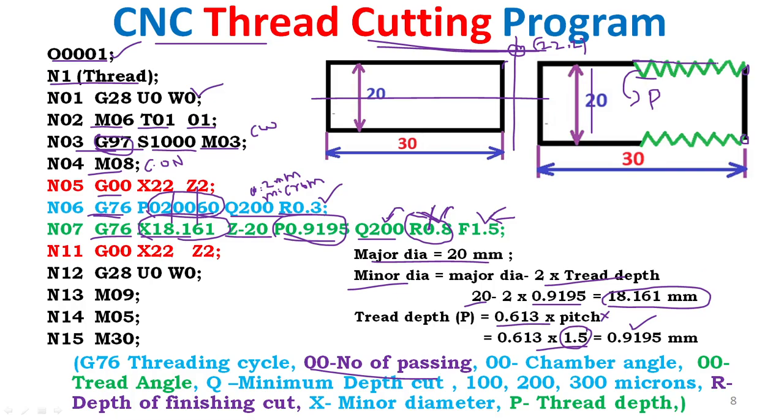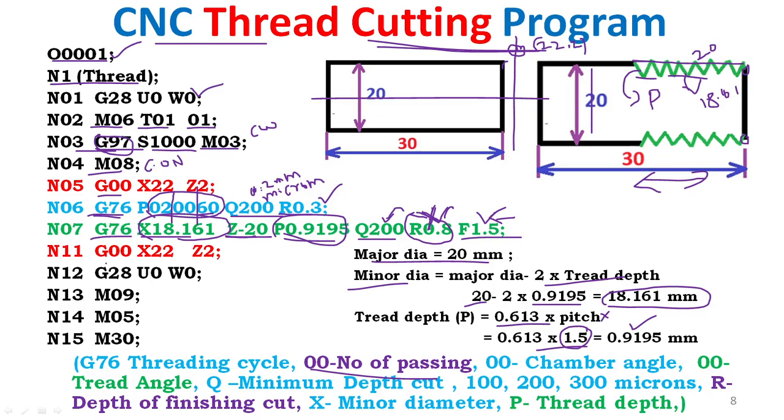So the major diameter is 20 and the minor diameter is 18.161. The outer diameter is 20, the inner diameter is 18.161. This is the calculation of the minor diameter, 18.161. Z is the distance of the thread, P is the thread depth, Q is the minimum depth of cut, R is the radial difference for the tapered thread. If you want a straight thread, omit the 0.8. This is the feed rate.